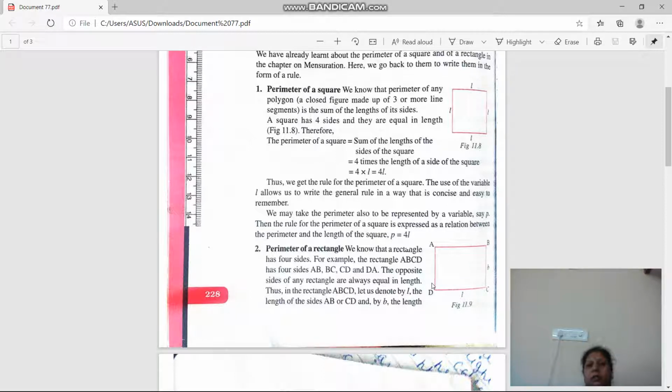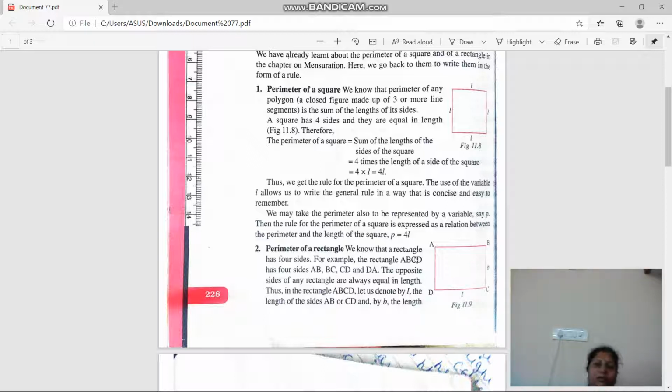Okay. Now, what is perimeter? Sum of all sides. Now, see here, AB L, L plus B plus L plus B. Okay. That means L and L is 2L, and B and B is 2B. Okay. So, 2L plus 2B. So, we can take 2 common. So, 2 into bracket L plus B. So, let us see here.